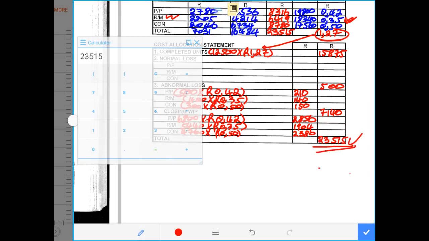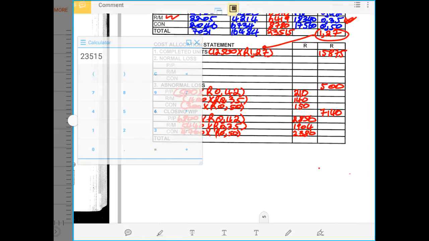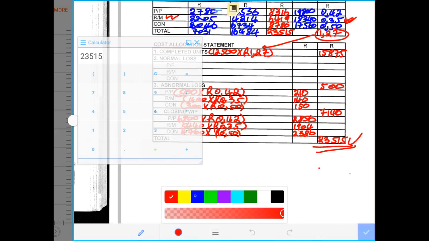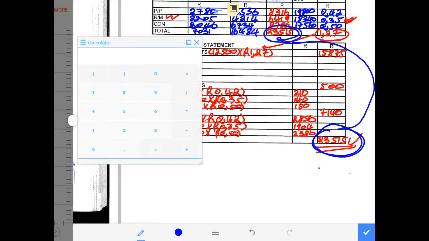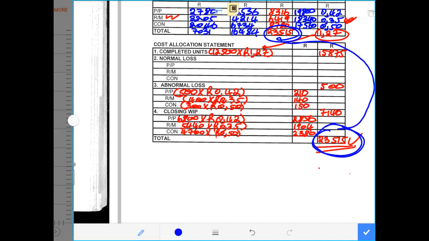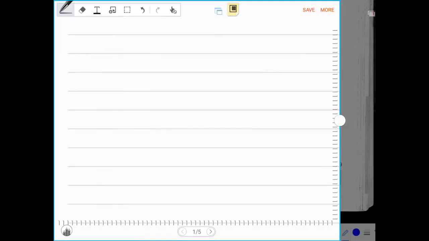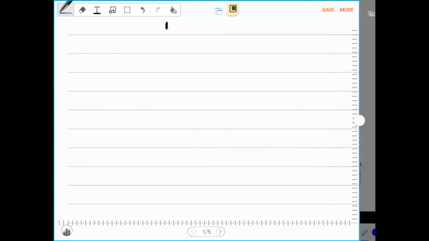23,515. And this amount must always be the same as the one in the total cost. This amount must always be the same as this amount. If they are not the same, then there is something wrong. 23,515. That is 100% correct. So now let me do the last part, where I have to do the work in process, and it's always important to understand the work in process. Work in process, this is Department B, because we are dealing with Department B.